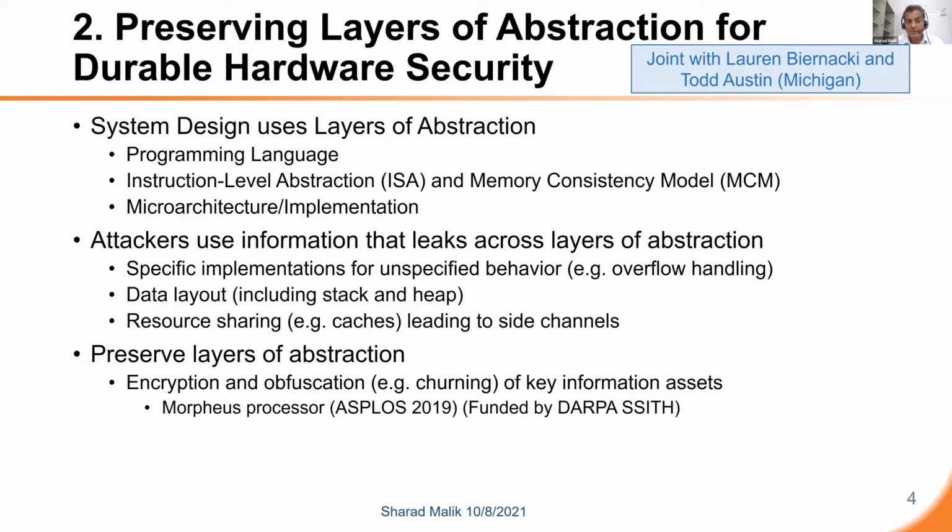So a uniform way of thinking about how we might defend against a very large category of attacks is to strengthen and preserve these layers of abstraction. One possibility, and this is a project that I've been involved in, funded through the DARPA SSITH program, is the design of a Morpheus processor, which aims to do this using the dual techniques of encryption and obfuscation. The obfuscation is done through churning, that is, a rapid change of key information assets such as pointer values, data location, etc.